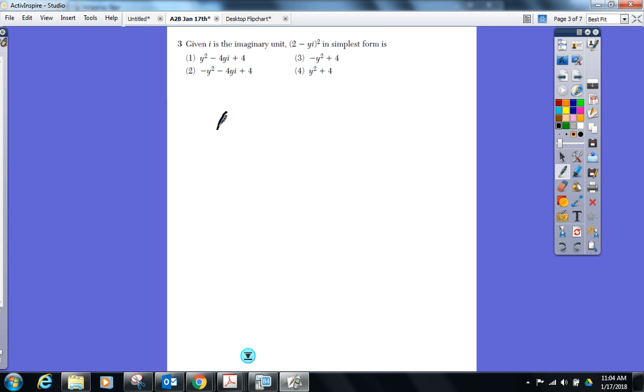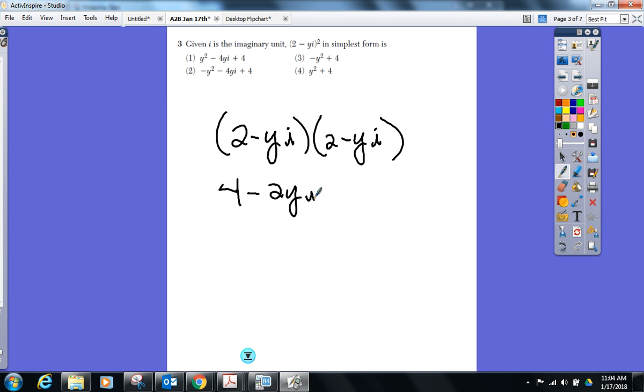I said, parenthesis 2 minus yi, end parenthesis, and then again 2 minus yi. So then I started distributing. Okay, let's go. 2 times 2, you got 4. 4 minus 2yi, minus 2yi. And then after that, is it just... Ready? Well, first, negative times a negative is positive. y times y. i times i.